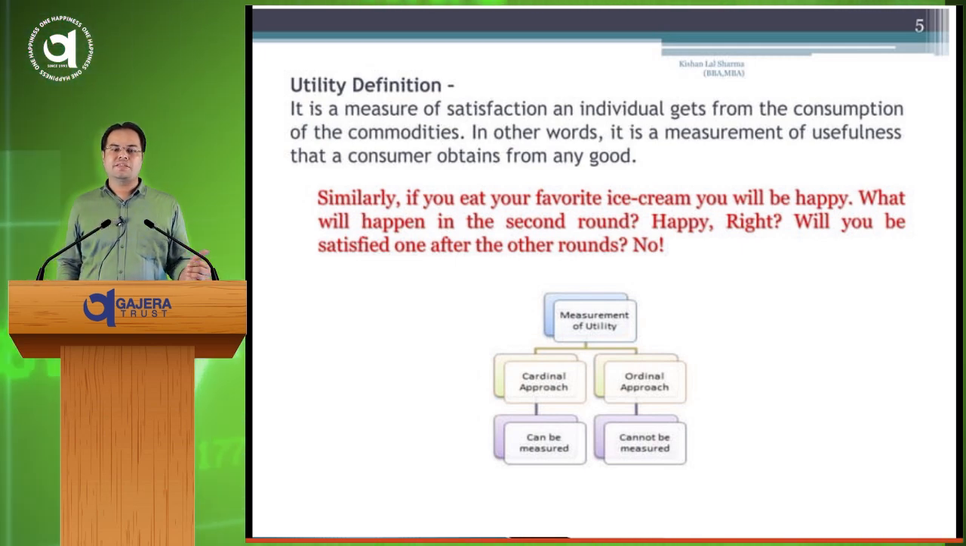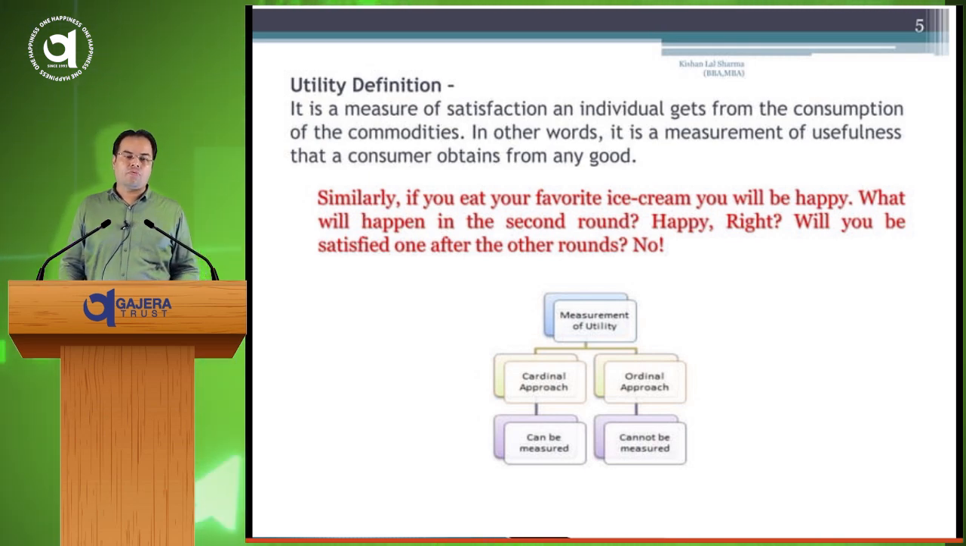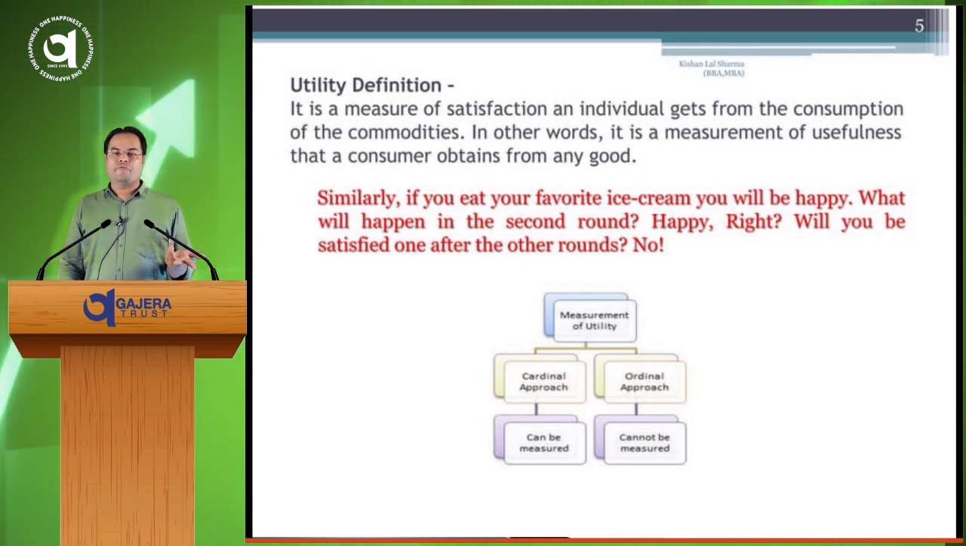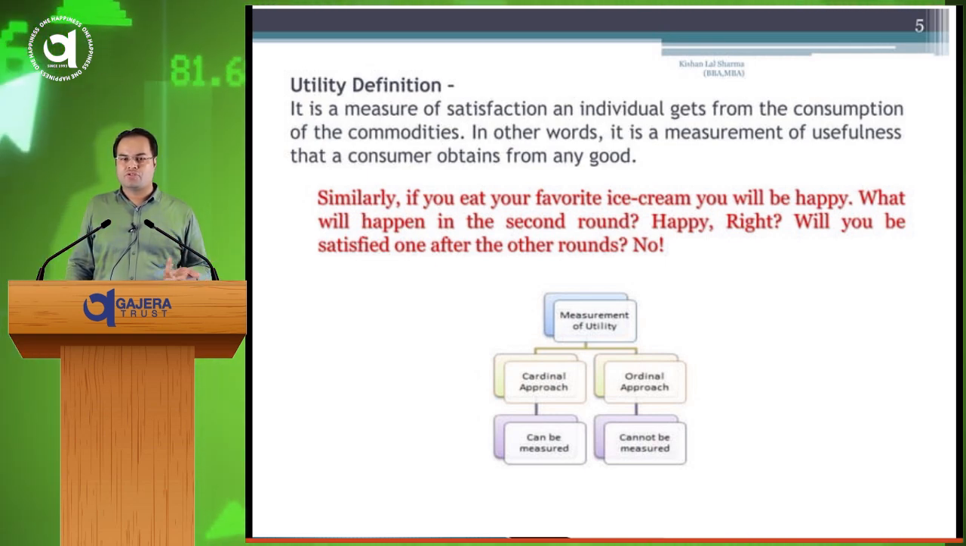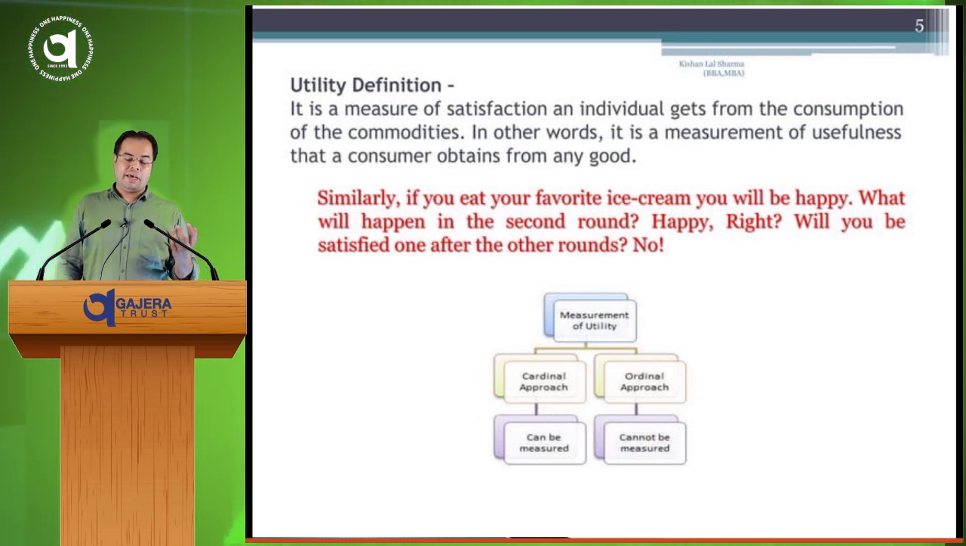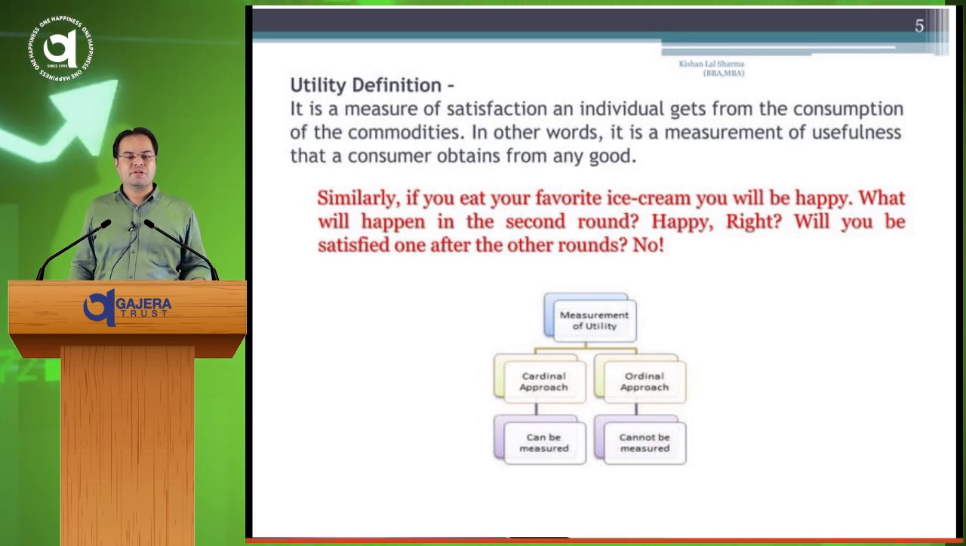Similarly, as in the example we have seen of ice cream, which is your favorite ice cream, or what is your favorite flavor of ice cream? Suppose you say strawberry or chocolate, it depends on person to person, and how many scoops you can eat, right? 1, 2, 3, it depends on person to person.